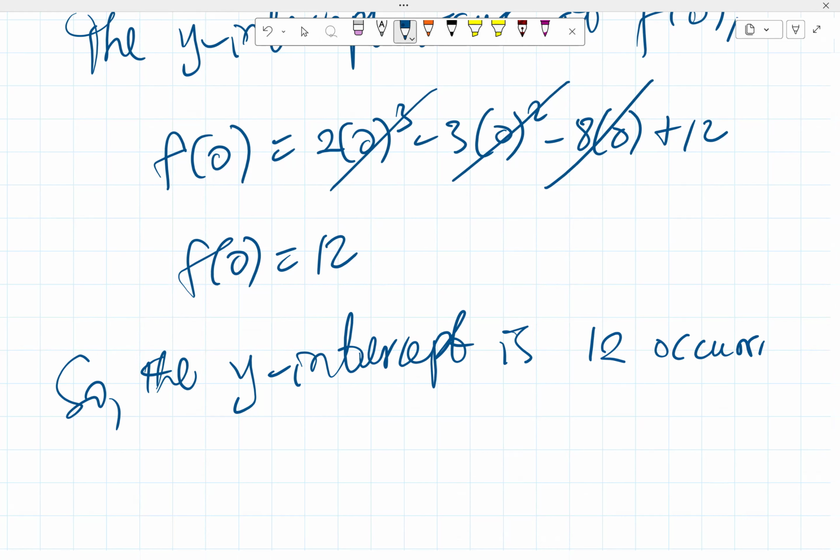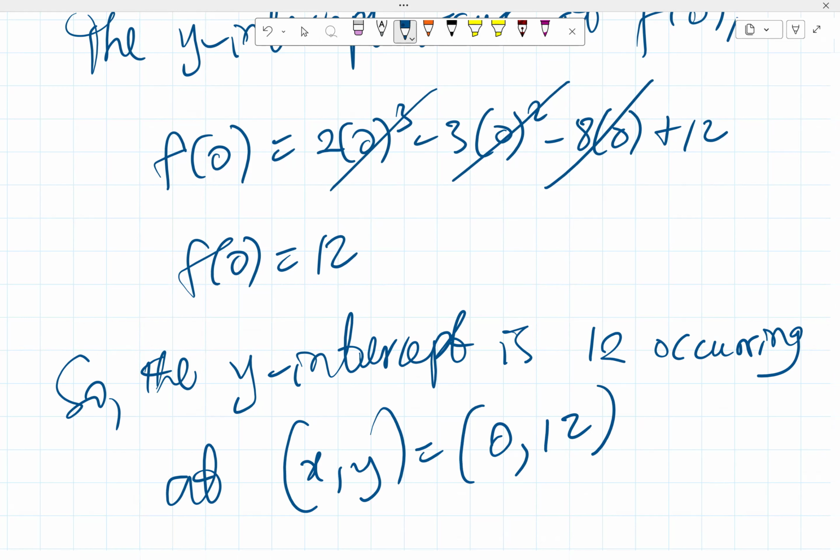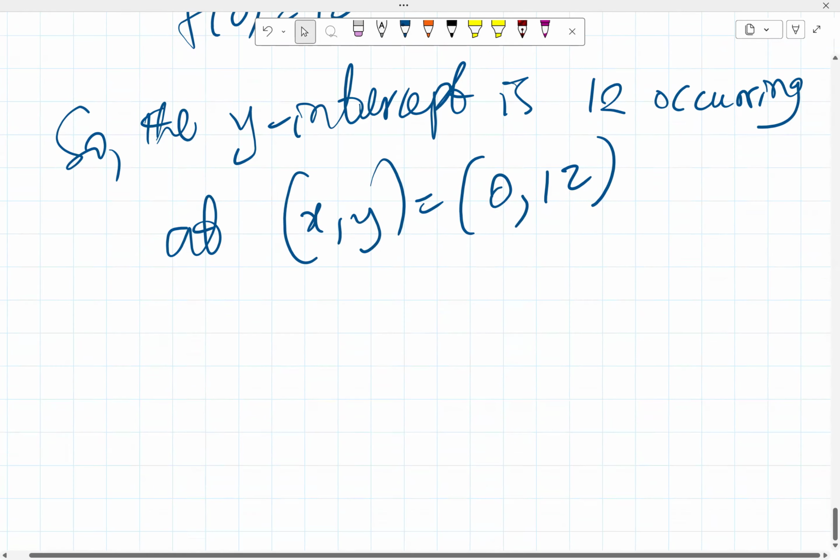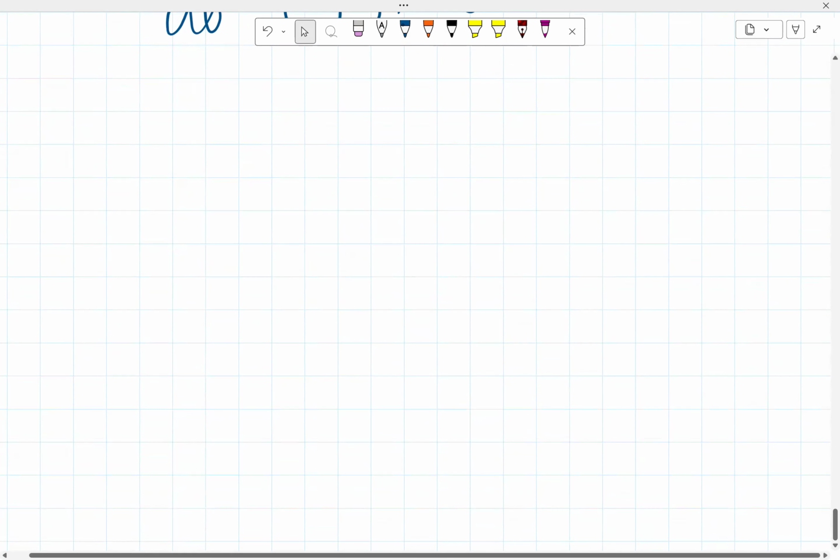Occurring at x comma y equals 0 comma 12, basically. Okay, so with all this information in place now, we can already try to sketch our curve. So let's try to sketch now.